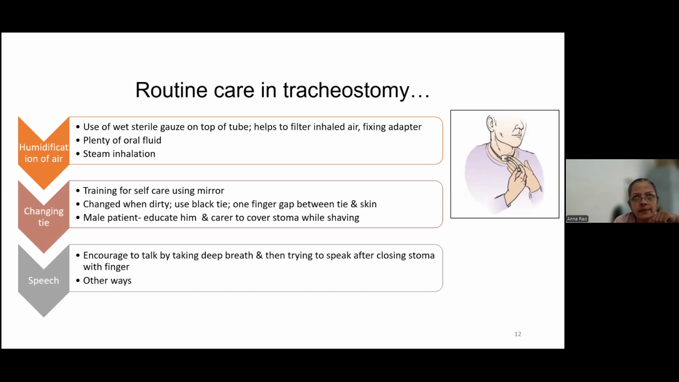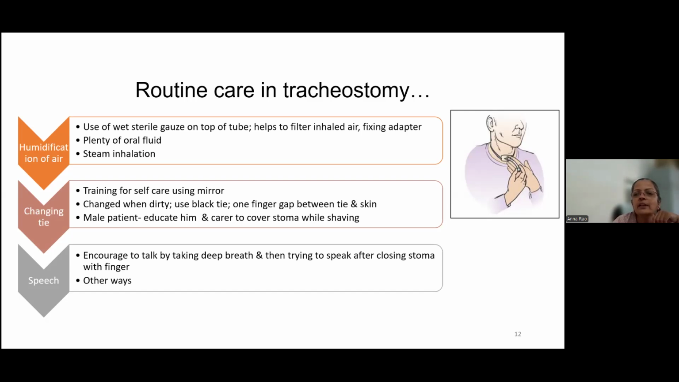Always educate the male patients whenever they shave, the hair should not fall in the tube. So this utmost care should be taken. And even when they clean the face, not to pour water over it, so that it doesn't go inside. Fine. Then about the speech, right?